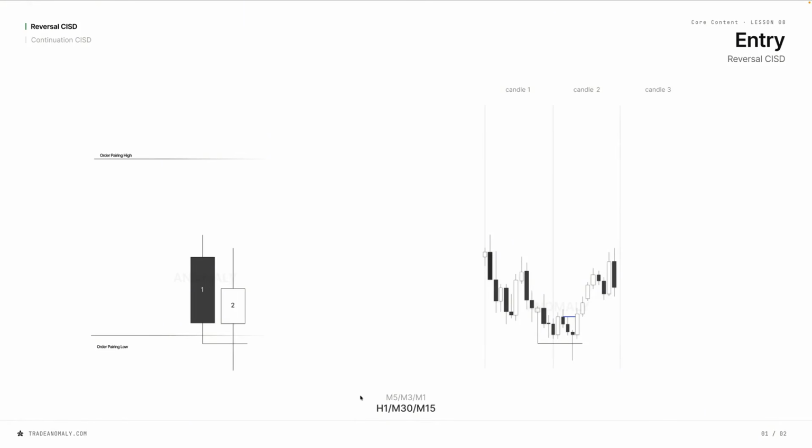And here is the alignment for our higher time frame and lower time frame entry function. If you have a higher time frame C2, you're going to confirm that with a 5-minute change of state delivery. If you have a 30-minute C2, you're going to use a 3-minute change of state delivery. If you have a 15-minute C2, you're going to use a 1-minute change of state delivery.